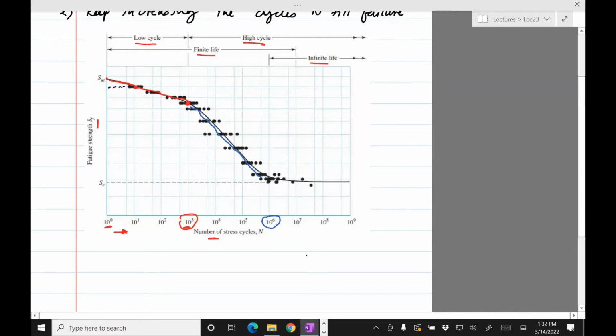And then you'll see that at some point beyond 10 to 6, this region, it's infinite life, which means that it will not fail. You don't see any points here. So what this is saying is that if the stress is low enough, here it's called SE, then the material will not fail. It'll just go for infinite life.